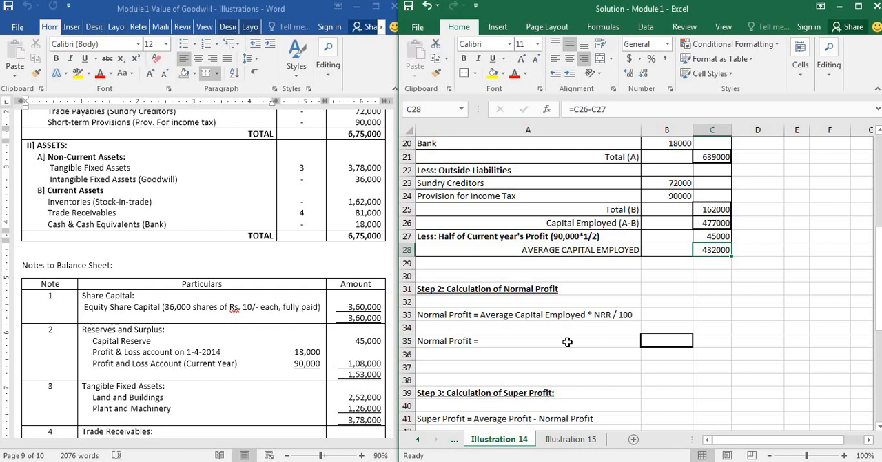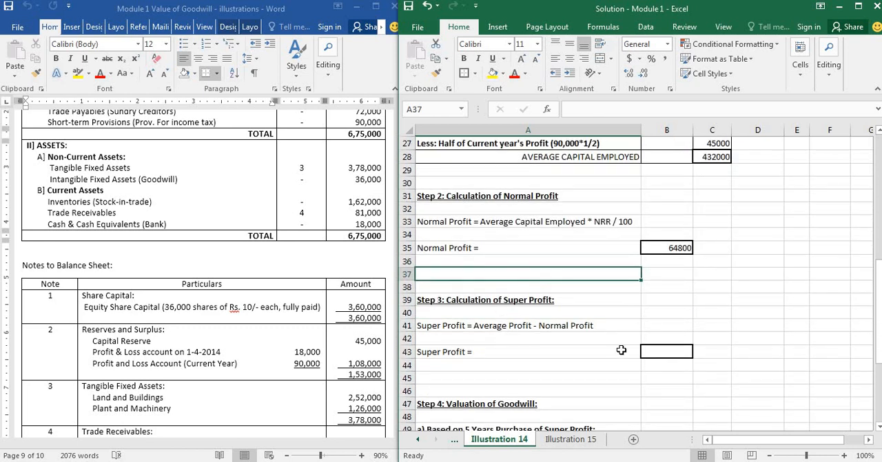Using this amount, now we are going to calculate normal profit. So formula for normal profit is average capital employed into NRR divided by 100. So we will take average capital employed from here into NRR is 15 divided by 100. So we get 64,800 as our normal profit.